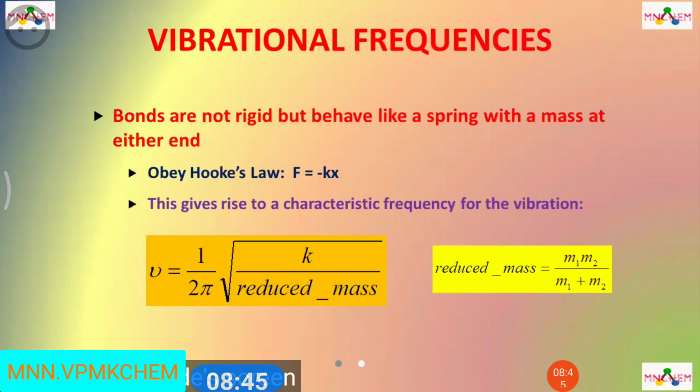Okay? And if I want to calculate the frequency of vibration, then the value can be substituted, and it is nu equal to 1 by 2 pi under root k divided by reduced mass. And reduced mass for a diatomic molecule can be calculated with the formula m1 m2 divided by m1 plus m2.